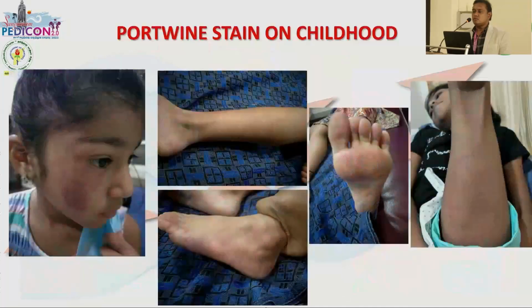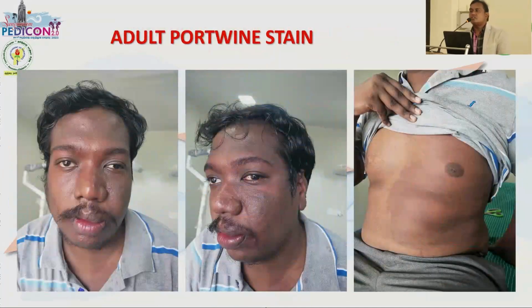What will happen if you don't do treatment at that age? This is what is going to happen for unfortunate people, and few of them have lost their vision. If you see a port wine stain around the eyes, always exclude glaucoma. And port wine stain is not a simple issue.